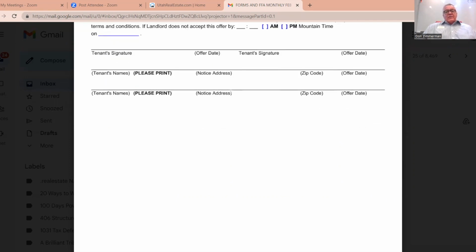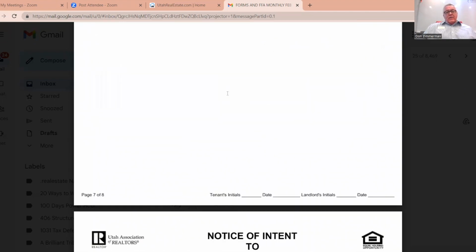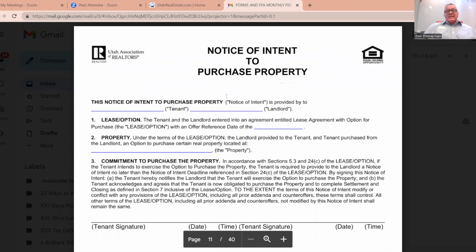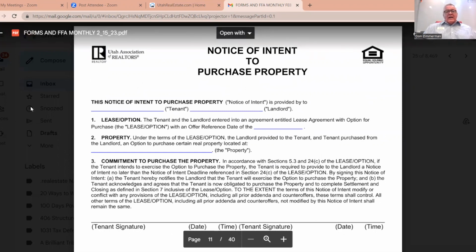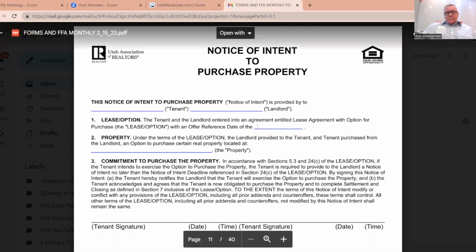Okay. Then if you go farther down, here is the acceptance. And then if you go farther down below this, here's the notice of intent to purchase the property. So this is what the buyer, the lessee, would have to fill out if they decide that they are going to purchase the property. If they don't want to purchase the property and their lease is up in 1 year, then they would either move out in 1 year, or if the landlord allows them to stay in there, they can stay in there and it would be a holdover where they're charged month to month, or they can do a new lease agreement. Okay.